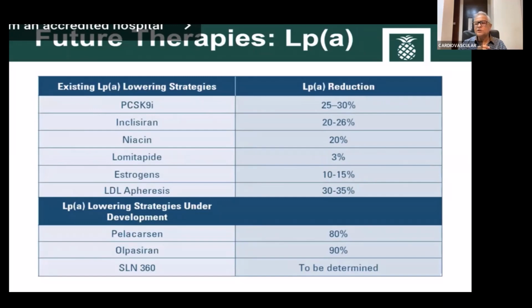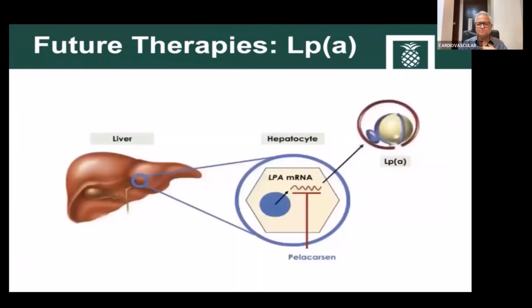Olpasiran reduces by 90%. And both are very safe drugs. And soon they will be FDA approved, CE approved, because they have already applied for approval and they're a remarkable translational drug. It is going to be in clinical practice without any doubt. How does it act? mRNA, microRNA, and it reduces LPA.